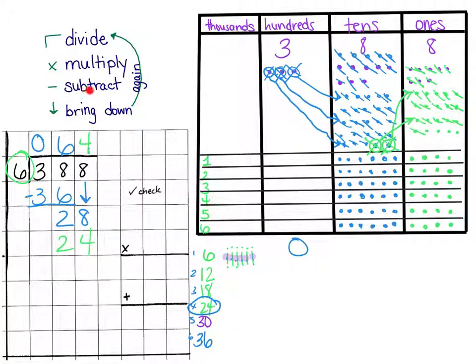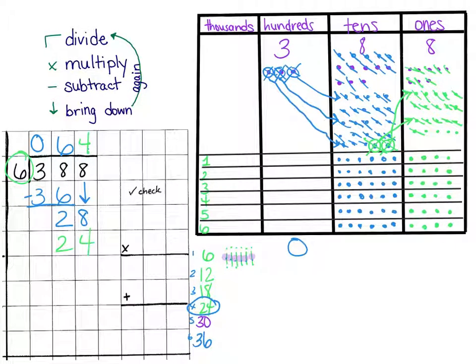Then we subtract. 28 minus 24 is 4. And here is our 4 right here that's left over. We can't take it over into the decimals right now. We can, but we're not going to. So we're just going to say we have a remainder of 4.